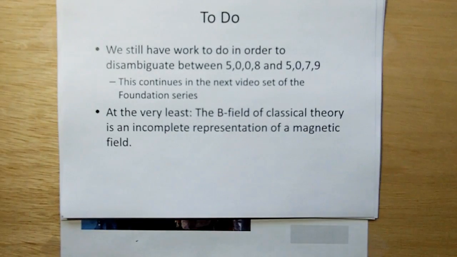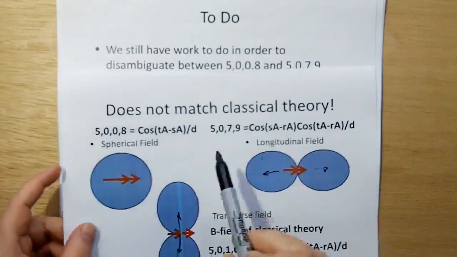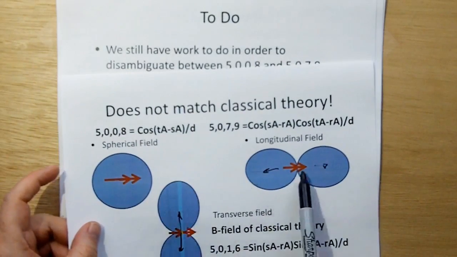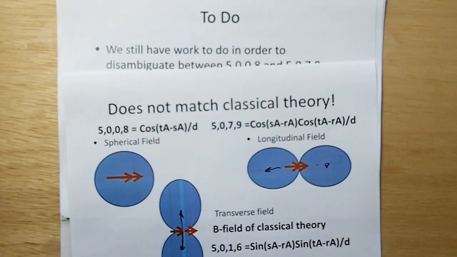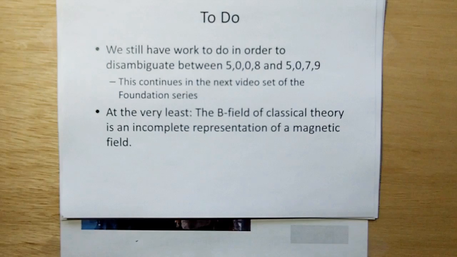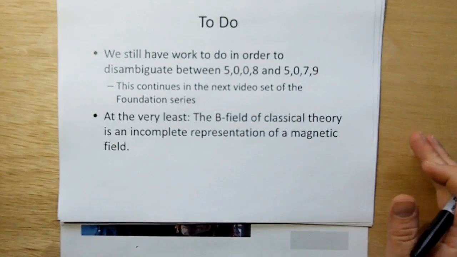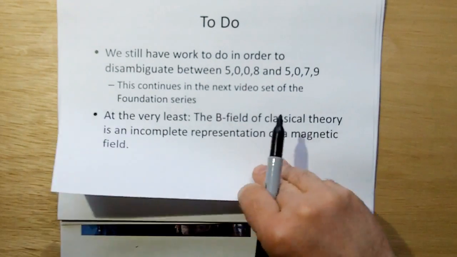Okay, but what we have to do now is we still have to disambiguate which one is the correct one for self-induction. They both give the same answer. And we're going to do that in the next set of videos in the foundation series. But at the very least, what we can say now is a B field of classical theory at least is an incomplete representation of a magnetic field.